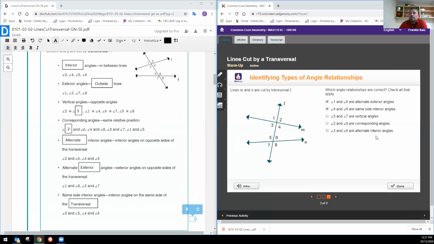3 and 6 are alternate interior angles. Interior angles on opposite sides of the transversal. 3 and 6 are opposite. This is also true. These types of angle relationships will be explored more in the lesson.